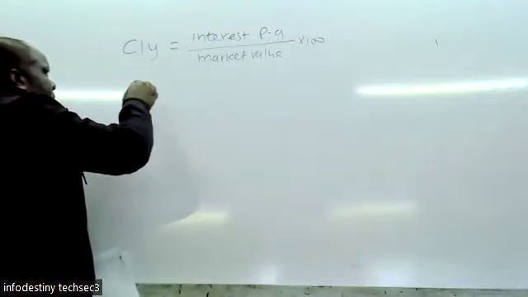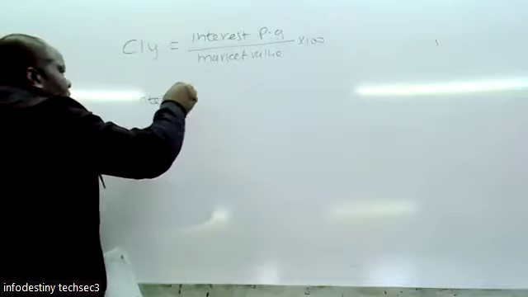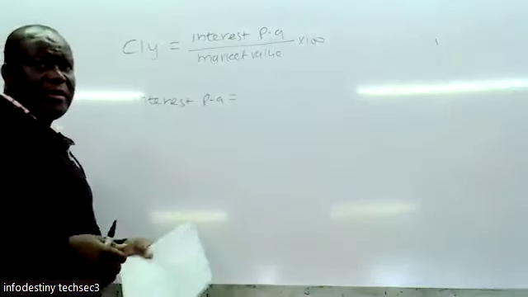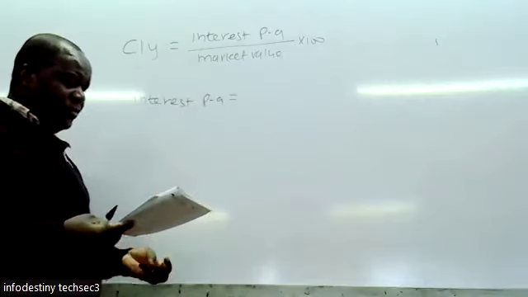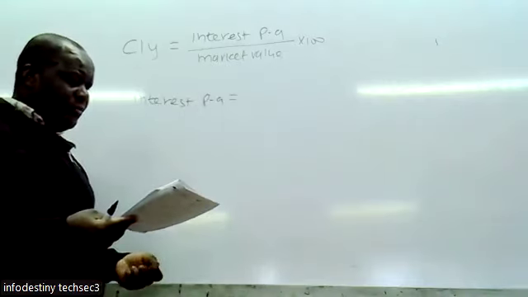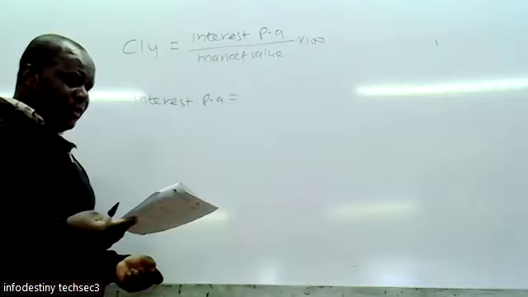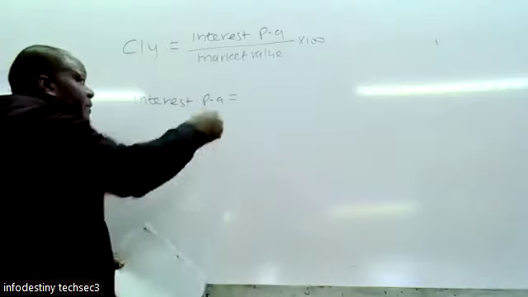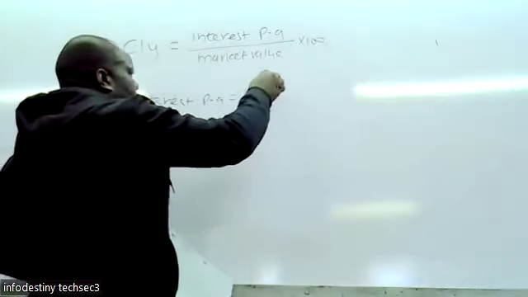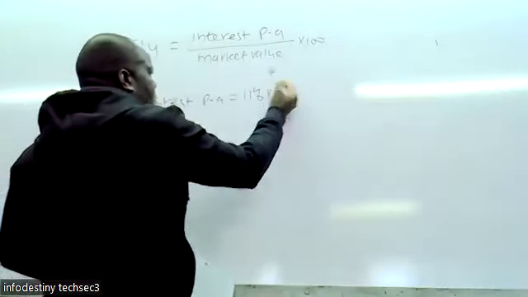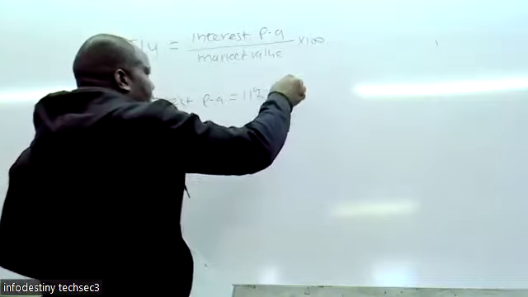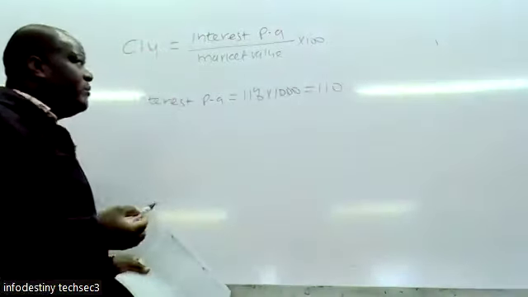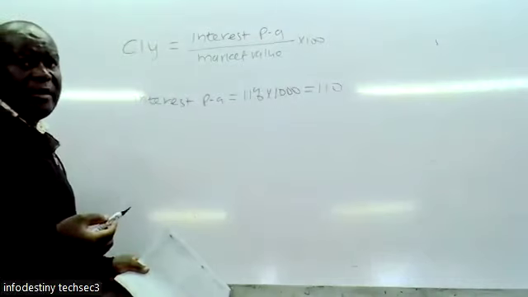So you start by getting the interest per annum. The question gave you the coupon rate. The coupon rate is 11%. So you get 11% of the par value. 11% of the par value, which is 1,000, is the same as 110.